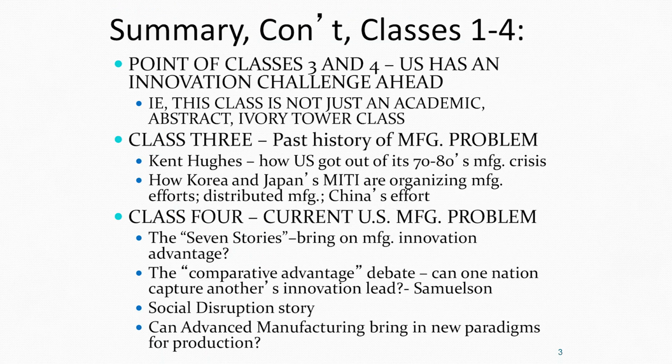So then we did classes 3 and 4. We essentially focused on the innovation challenge ahead in production. And in class 3, we looked at the kind of history of US manufacturing problems. We read Kent Hughes, and he explains the fascinating competition when Japan launches a brilliant new innovation system and production around quality. That's where the Rust Belt begins. That's where US statistics about growing inequality begin, right? That's where this problem that we're now worse off at, that's where it commences.